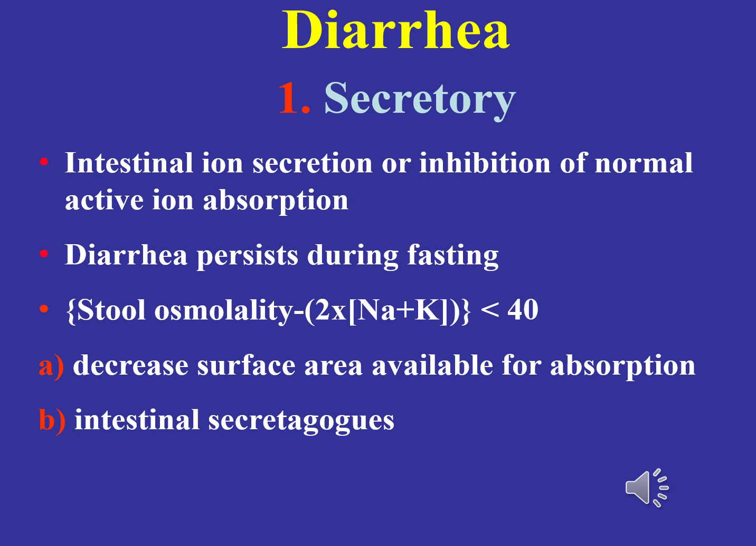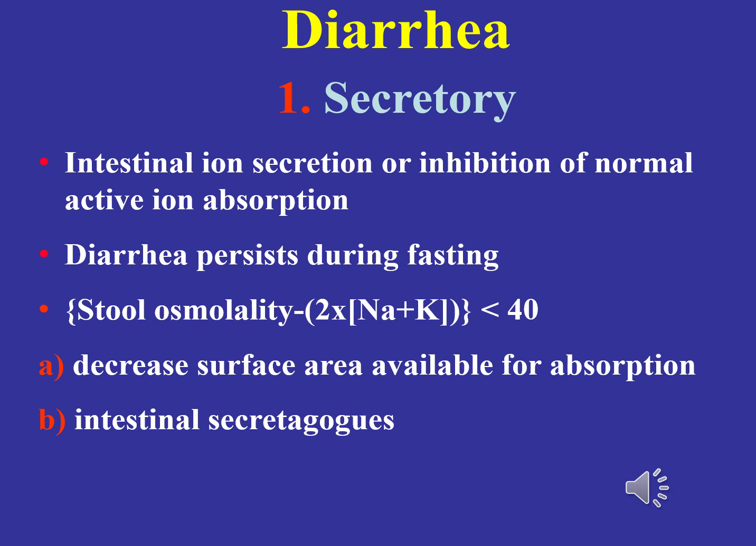Normally, the difference between the calculated and the measured osmolality is less than 40, and this is what we call osmotic gap. But if it is more than 40, then there is something other than sodium and potassium that is responsible for this increased osmolality. Then we will say that the patient has an osmotic type of diarrhea that we will discuss later on.